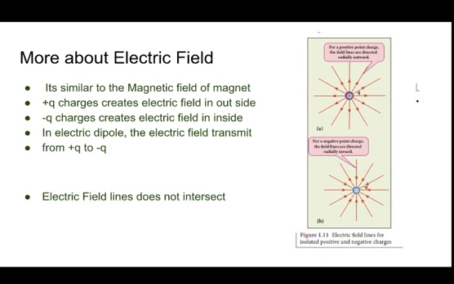Some more about the electric field. The plus q charge creates an electric field outside. Please see the image, figure 1.11. Electric field lines of a plus q charge do not intersect. This is the same property as magnetic field lines.